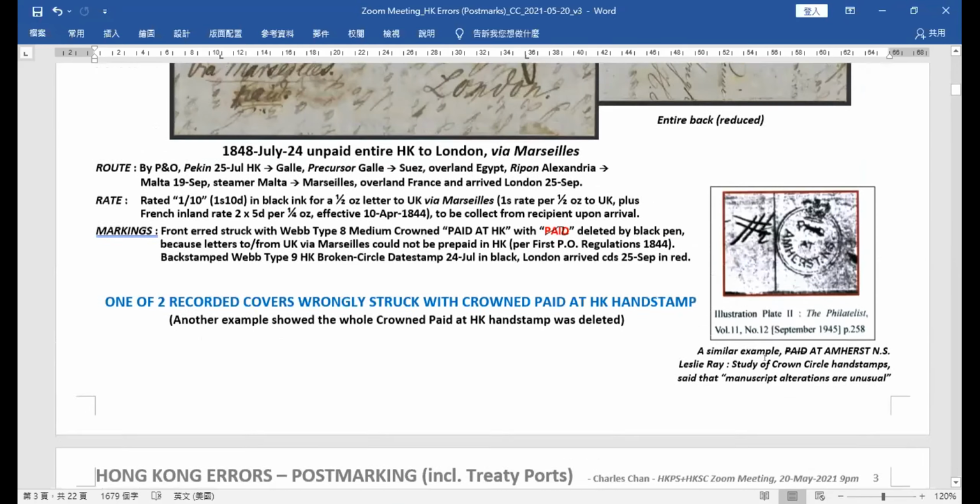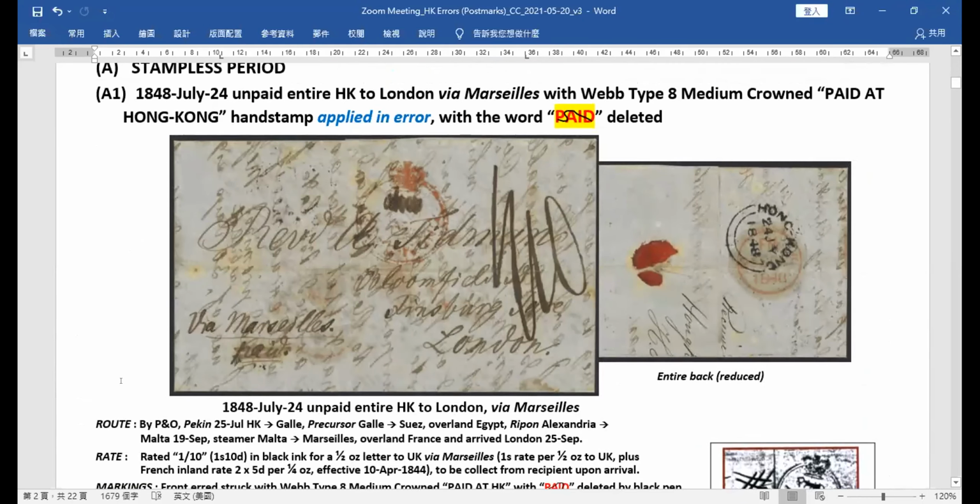Therefore, this entire clearly marked via Marseilles but with Paid being incorrect, and the GPO wrongly, and also this part also deleted.